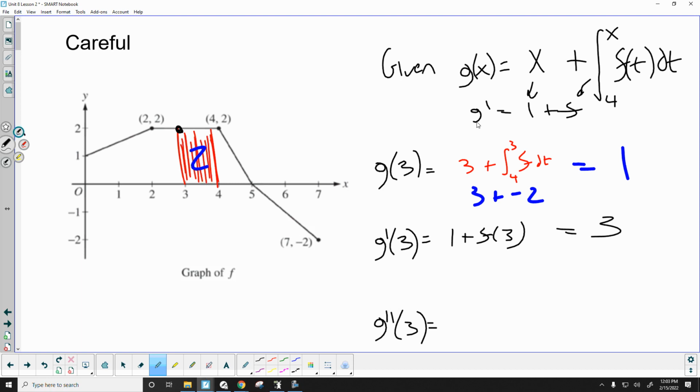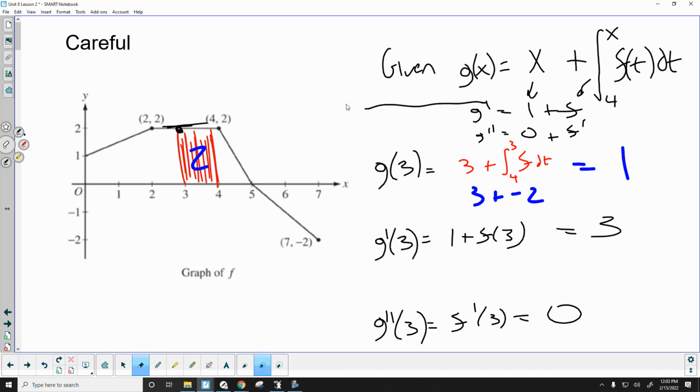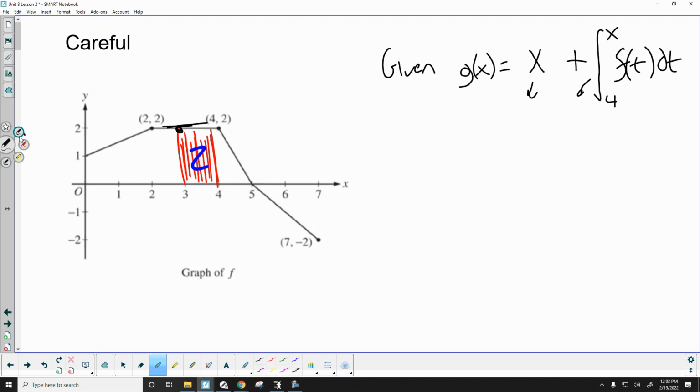Now what's G double prime? 1's derivative is 0, so we're back to things making sense. G double prime is the same as f prime. The slope at 2 is 0. But watch this. This is what's really going to separate the good students from the great students. I am going to now ask you, this is part B or part D, when does G have an absolute max? And what is the value?